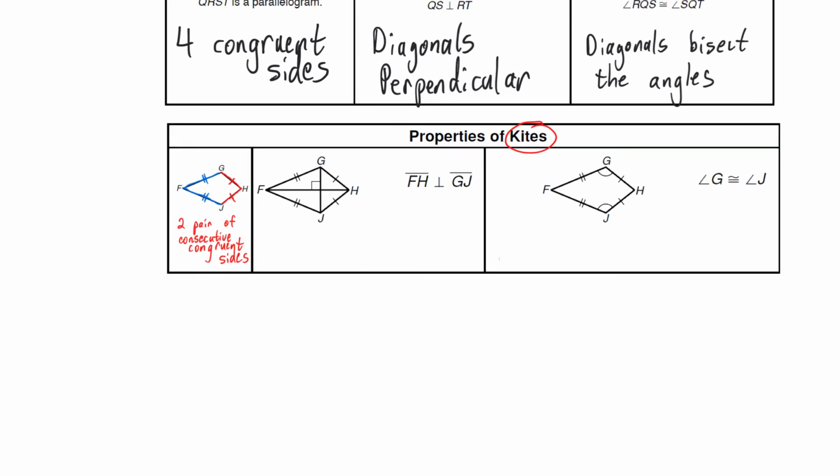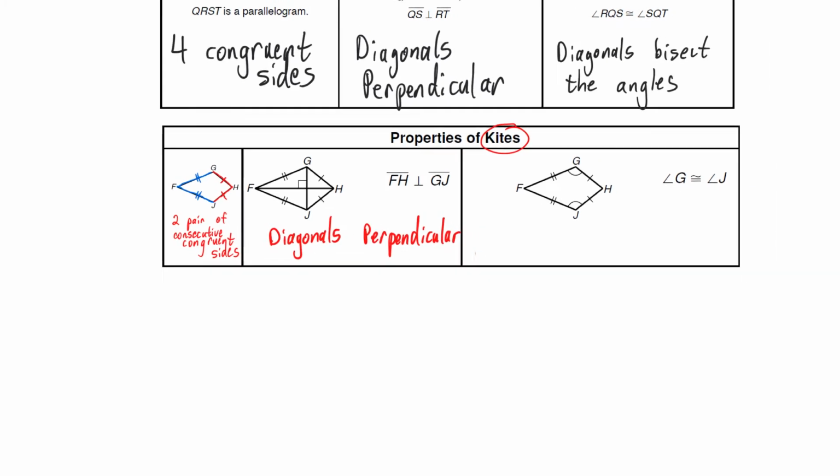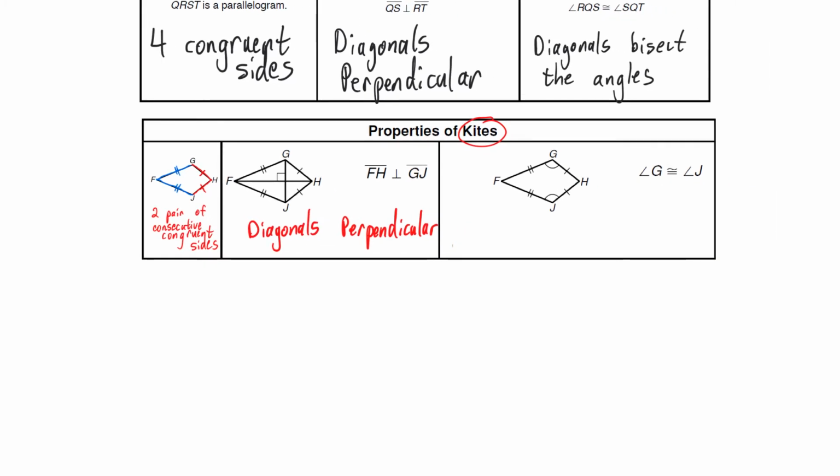All right, so in a kite, the diagonals are perpendicular, just like in a rhombus. And then the second thing is here, there's only one pair of congruent angles.